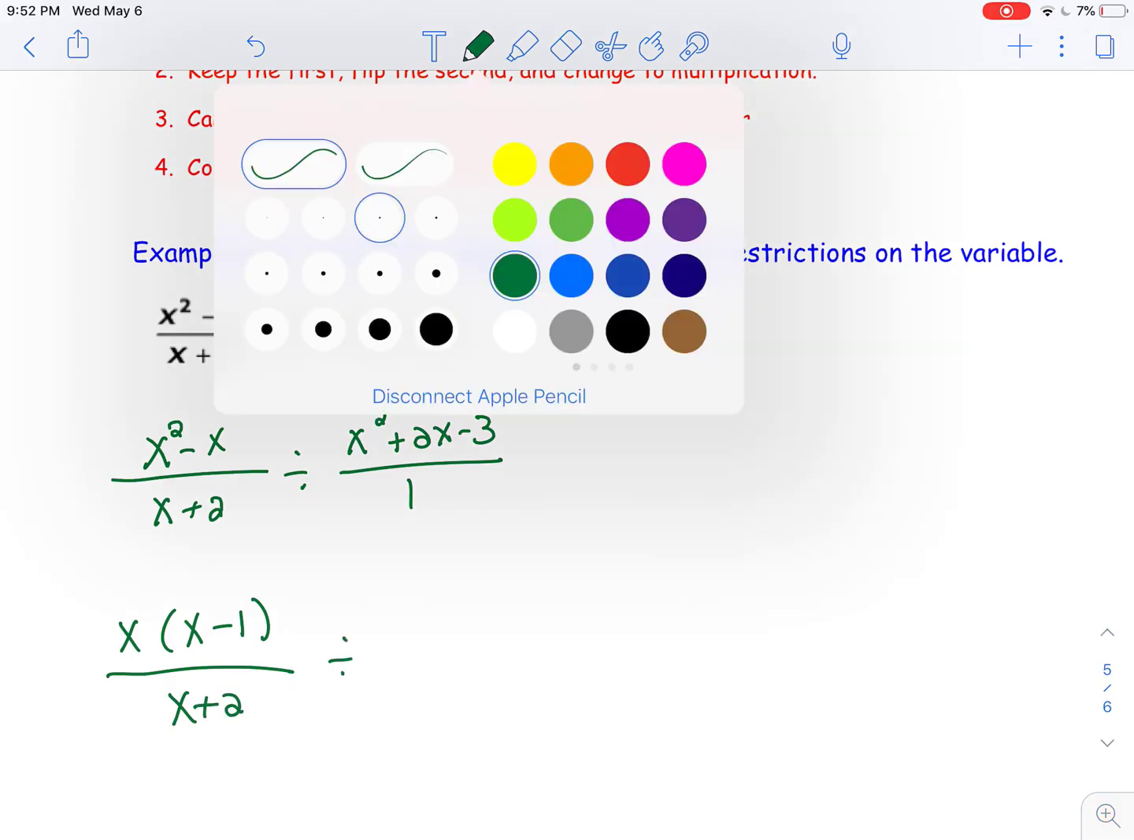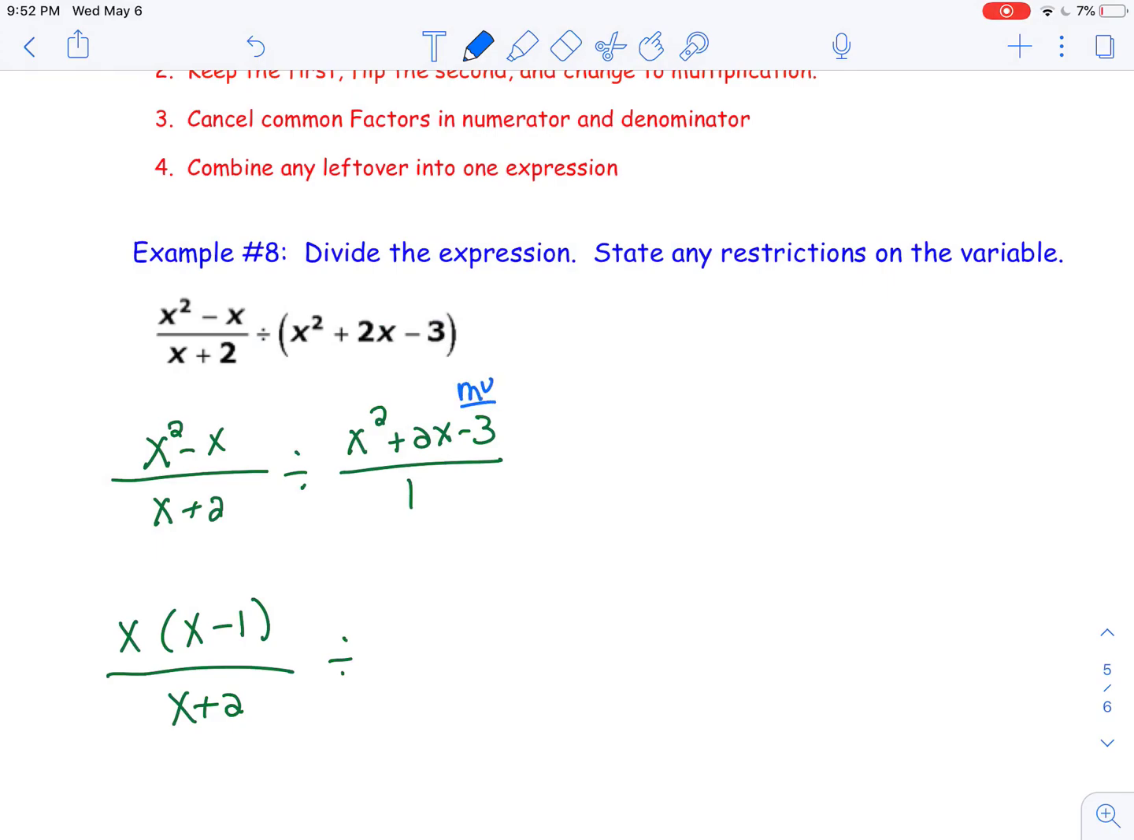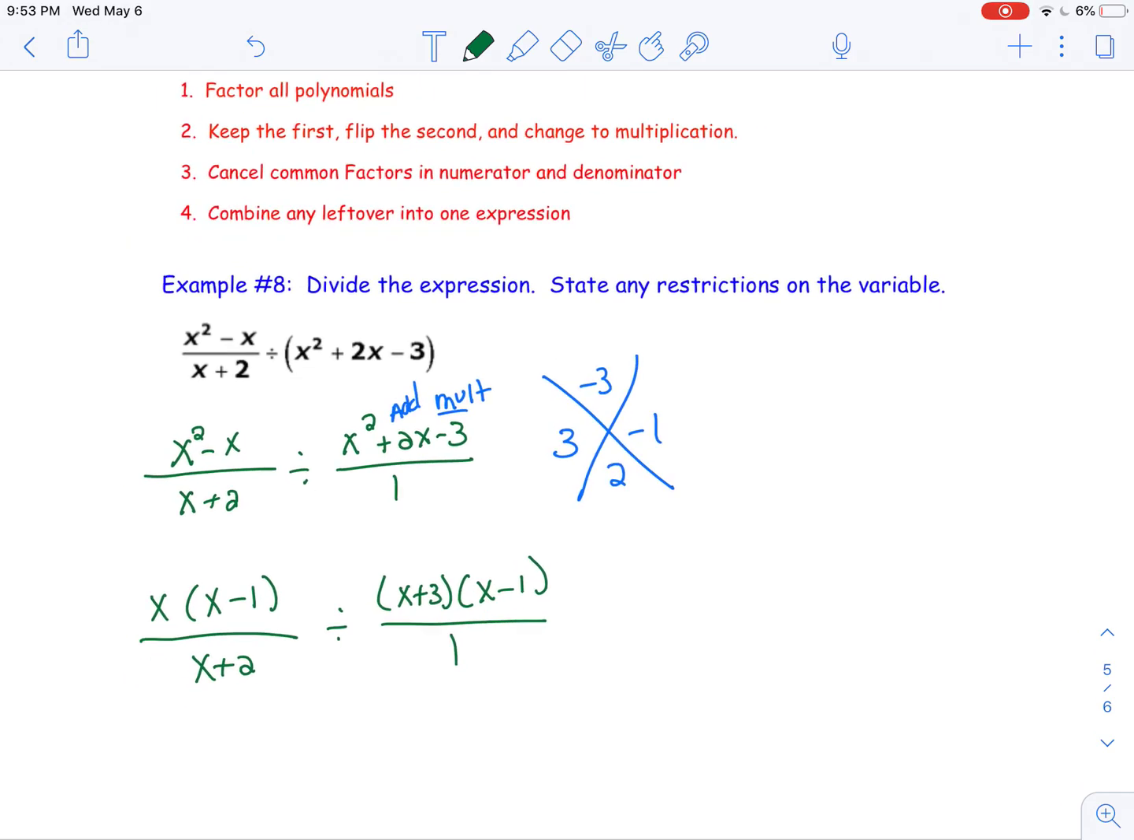I can factor the bottom here. I need to know what multiplies to negative 3 and adds to 2. That's going to be a 3 and a negative 1. 3 times negative 1 gives me negative 3. 3 plus negative 1 gives me 2. So I can factor this to x plus 3, x minus 1. And I'll have a 1 on the bottom.